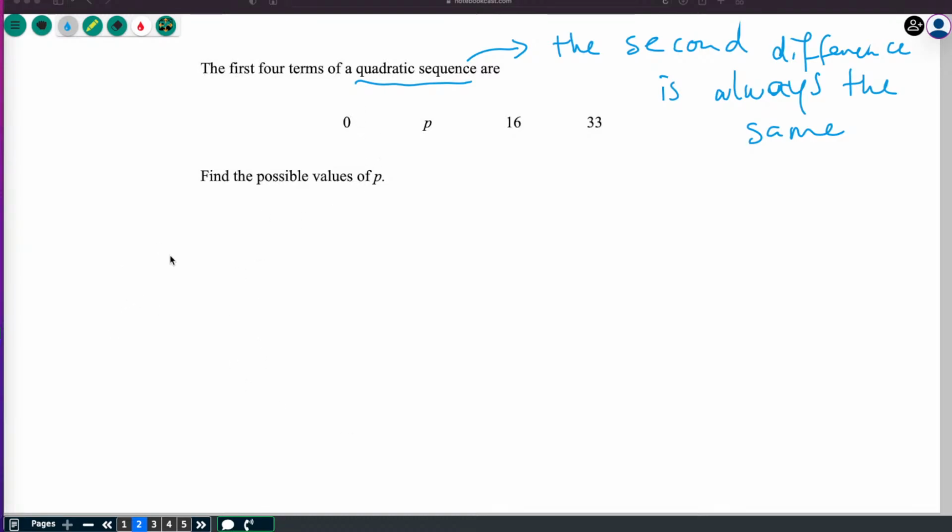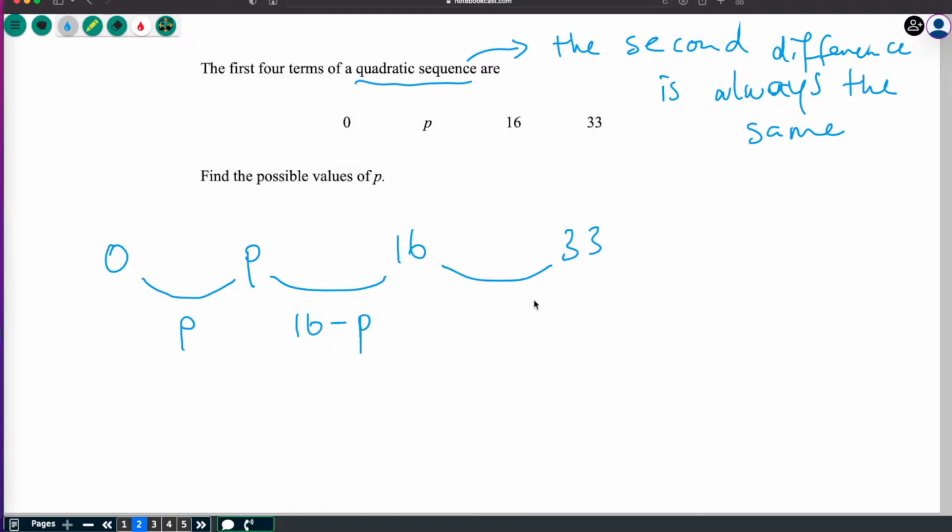Well, let's write out our sequence down below, and at least let's make a start. Maybe we don't exactly know where we're going to get our solution from, but we could at least make a start by finding the first difference between these terms. Okay, what's the difference between 0 and p? That's p. What's the difference between 16 and p? Well, how do you find a difference? It's just the second thing subtract the first thing. So 16 take p. Then 33 to 16, that's 17.